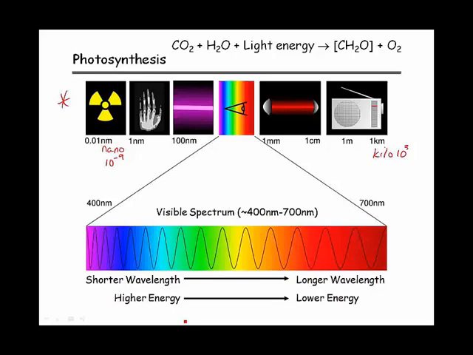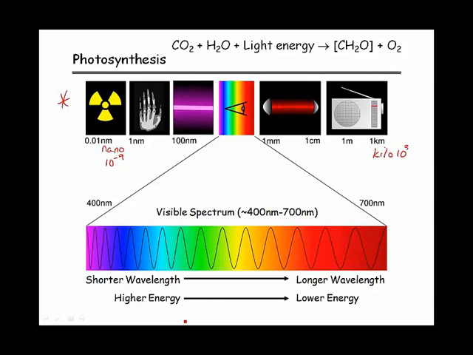If we just zoom in on the visible spectrum, that is what we're interested in this chapter. That is the energy that's going to be utilized for photosynthesis. And if you've ever taken a prism or seen a rainbow in the sky, we know that the light, as we think of it, can be separated out into different colors. So we have the visible spectrum representing the different colors of light.